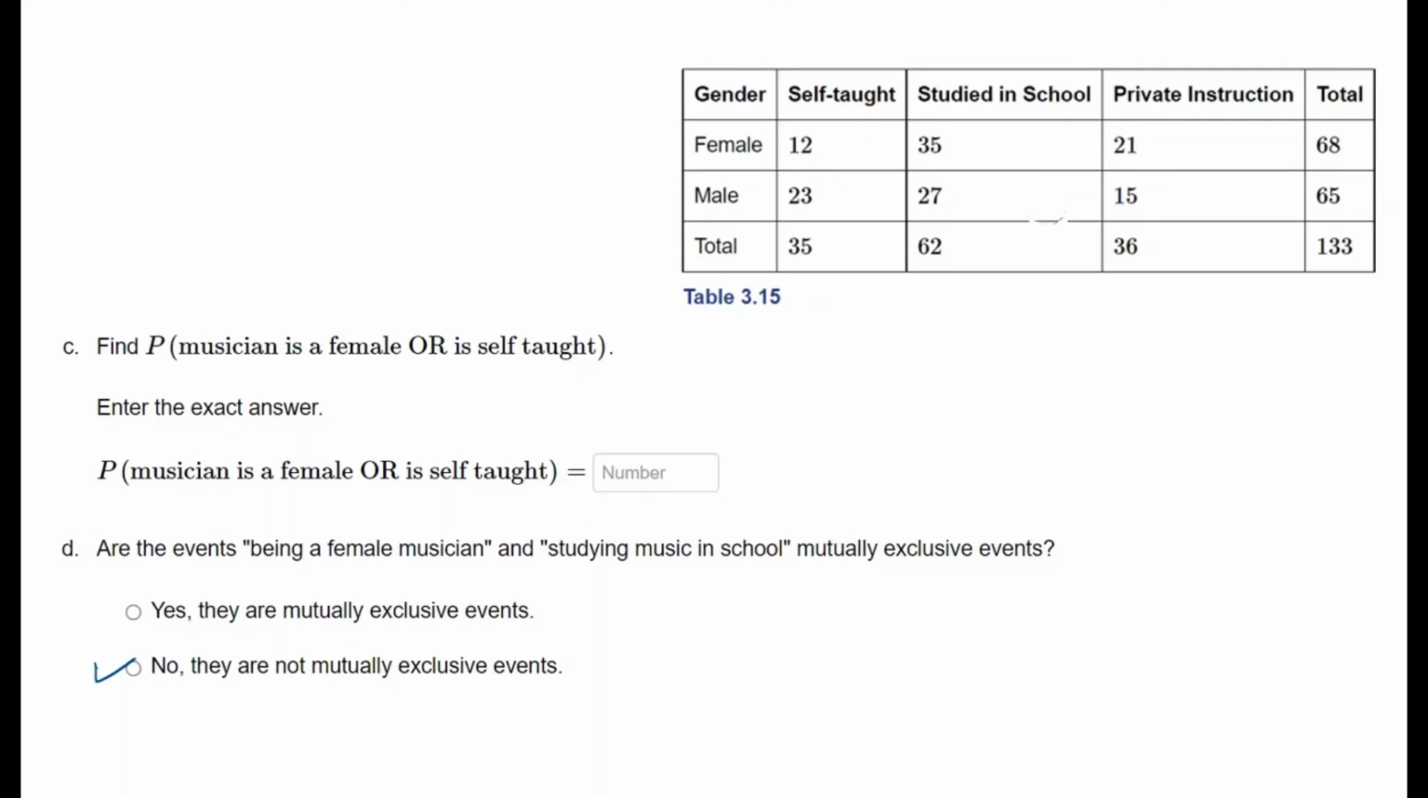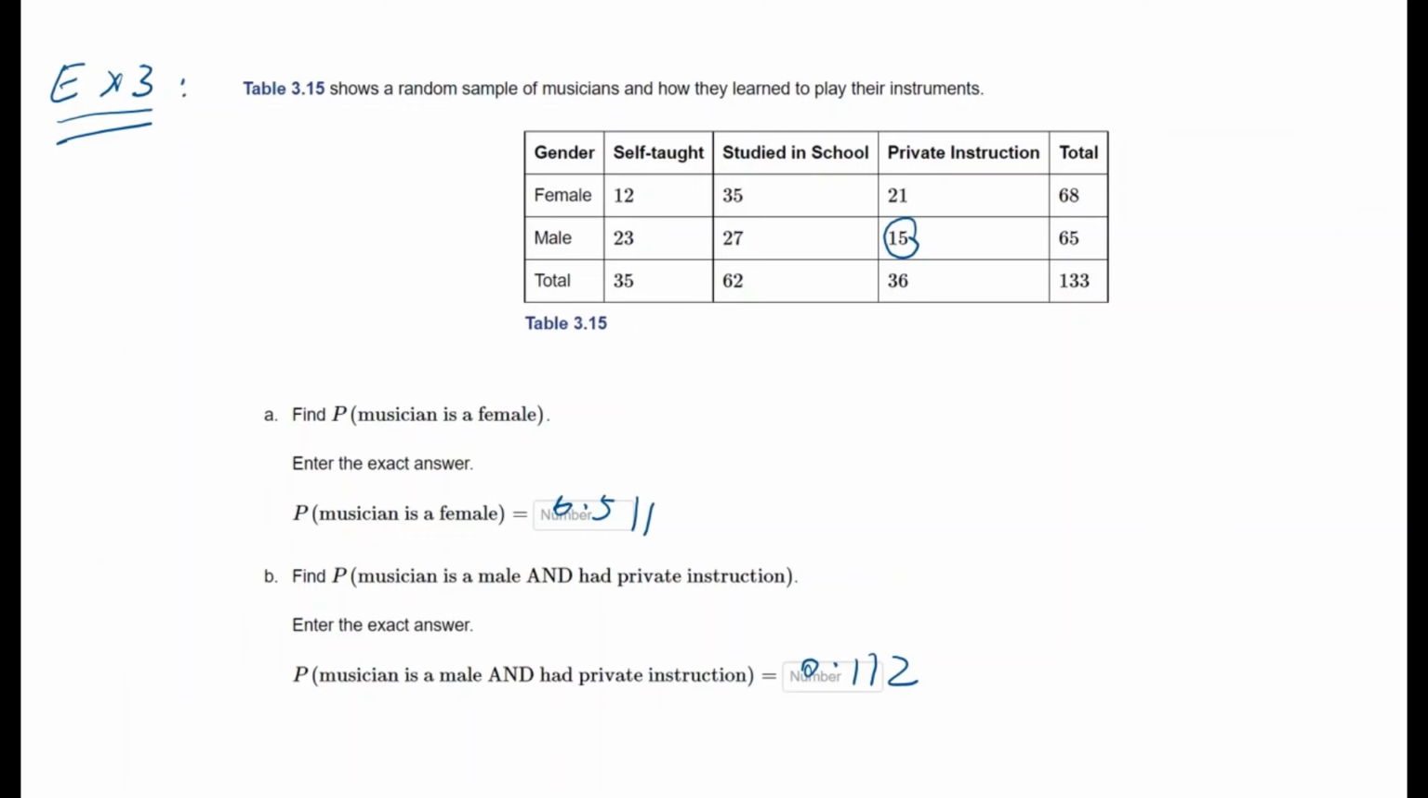In part C, we have to find the probability that the musician is a female or they are self-taught. Okay, in that case, we see the word or between them, and we already said that if there is an option between the two events to occur, then their probability is equal to the sum of their probabilities as independent events. So we have to find the probability that the musician is a female and also the probability that the musician is self-taught and add them. So from the previous slide, we see that the probability that the musician is a female is 0.511.